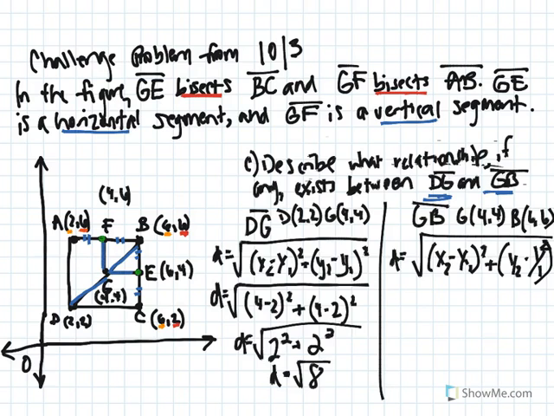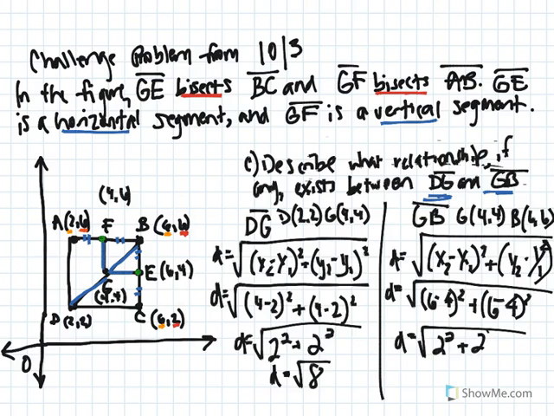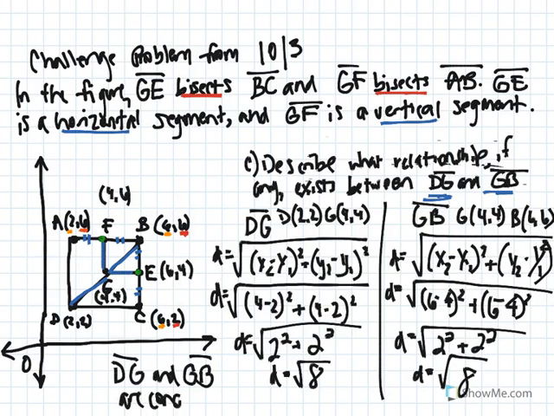And now on the right-hand side, we have distance equals the square root of x2 is going to be 6 minus 4, x1 squared, plus y2 is 6 minus 4 squared. I get distance equals the square root of 2 squared plus 2 squared. 2 squared is 4 plus 4 is 8. Distance equals the square root of 8. So we know that DG and GB are congruent. And we're done.